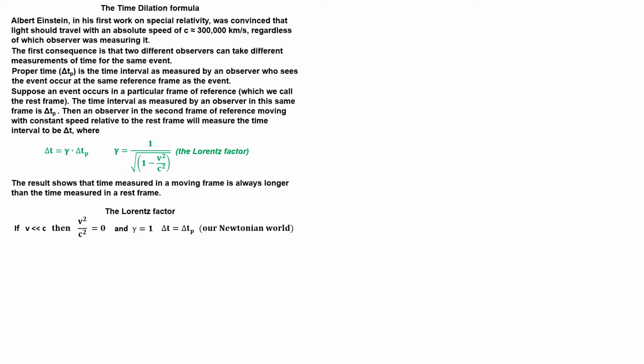If v is less than c but not negligible, then the ratio between v squared and c squared is less than 1, and the Lorentz Factor is greater than 1. In this case, we must consider time dilation.